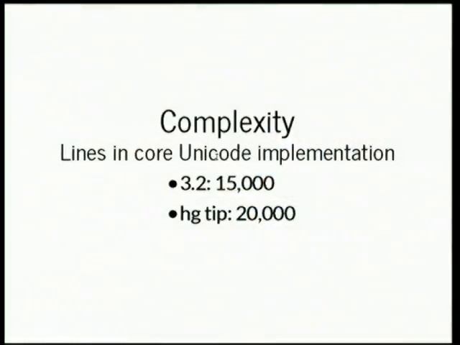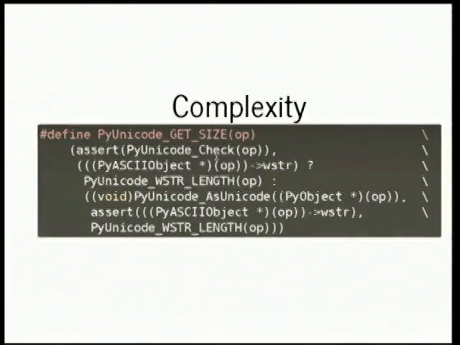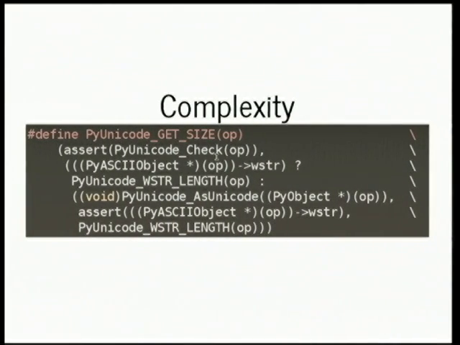This also made our implementation quite a bit more complex. You see, we'd already gotten up to 15,000 lines in the core Unicode implementation from 5 in 3.2, but after PEP 393 was implemented, it got up to 20,000, so it's more than a 20% increase. We also got macro horrors like this. This is how you get the size of a Unicode string. So you can do a couple function calls, a couple conditionals.